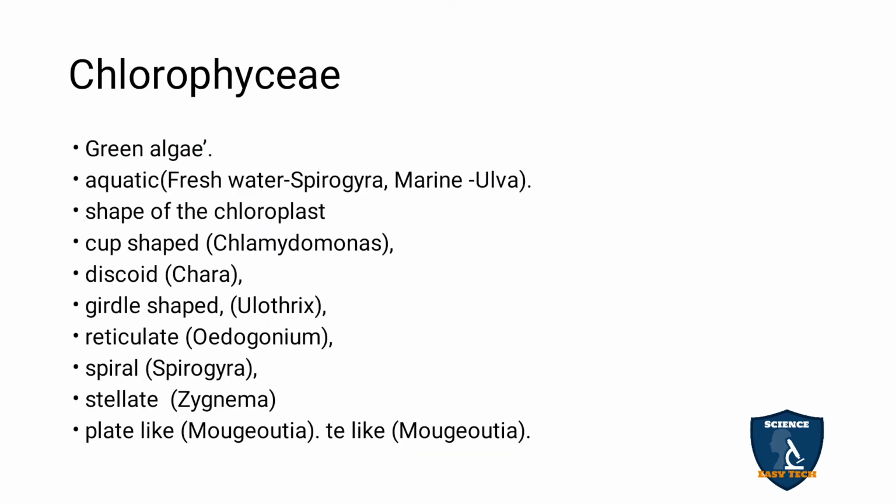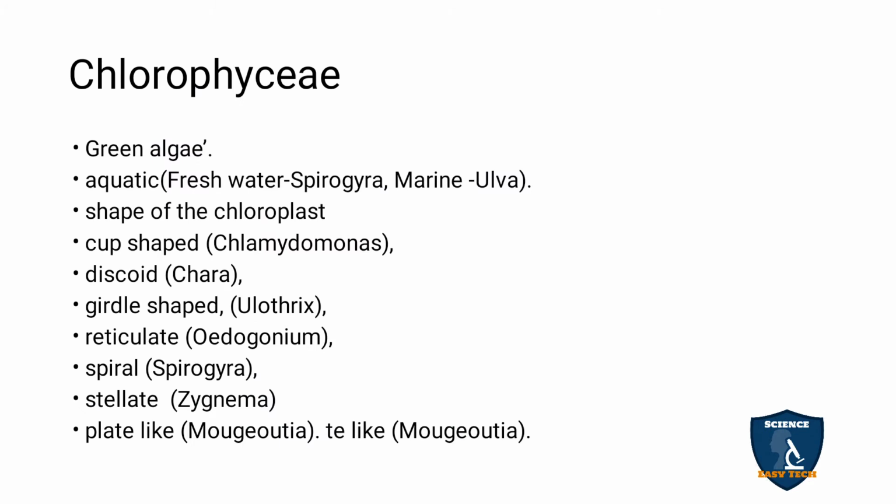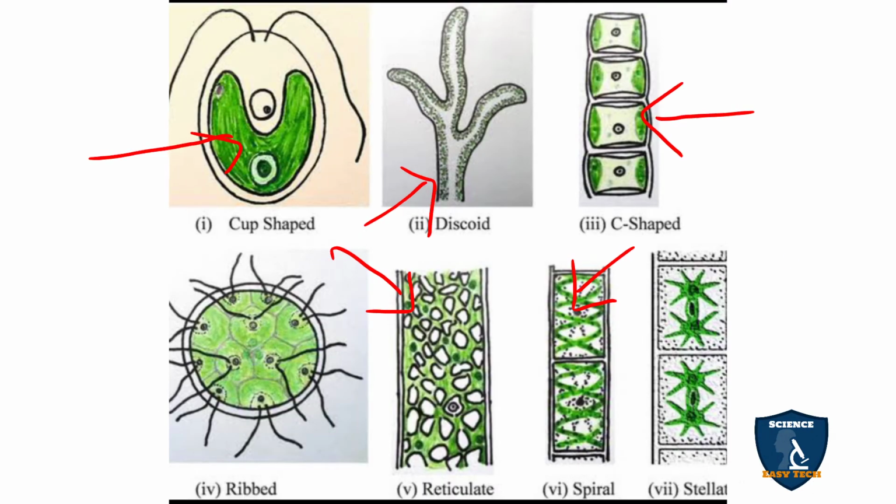Spiral. Spiral is Spirogyra. So this is the example. The chloroplast is in the form of a spiral shape. Example, Spirogyra. Reticulate, we have seen that is Oedogonium. Stellate. Stellate means star shape. You can see the star shape. Example, Zygnema.